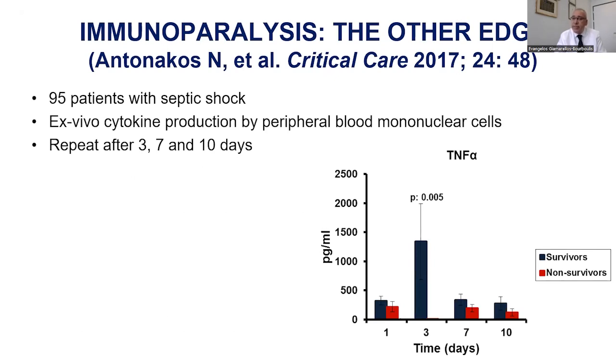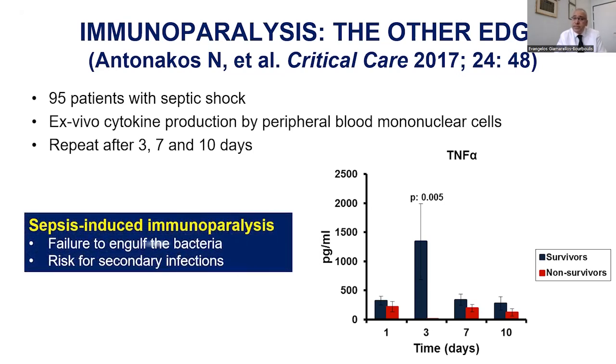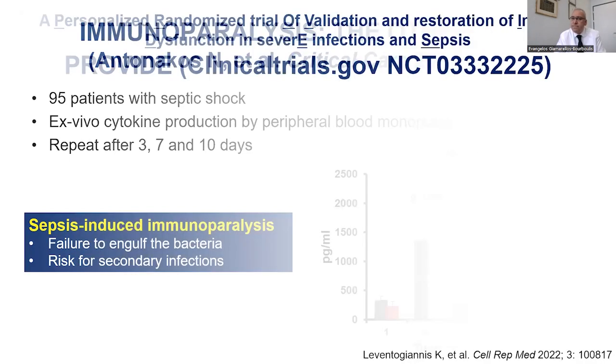These are the PBMCs of the patients. You see that the first days when you stimulate them with LPS, they barely produce anything. And we split these cells into blue, which are the cells isolated from survivors, and red, cells isolated from non-survivors. And you see that all of a sudden, after 48 hours, some cells wake up. And these are the cells of the survivors, which will produce a lot of TNF. In other terms, the outcome is associated with the ability to escape sepsis-induced immunoparalysis, which means failure to engulf the bacteria and risk for secondary infections.